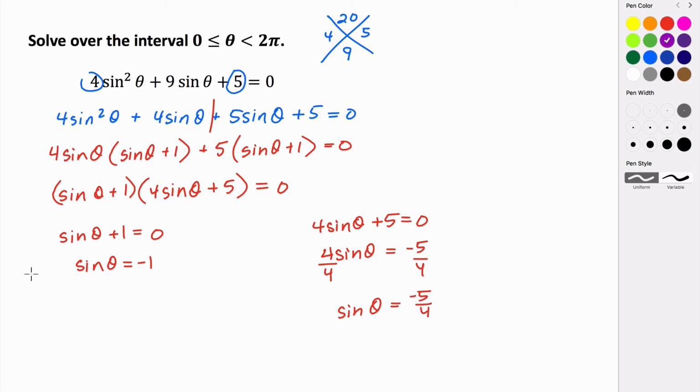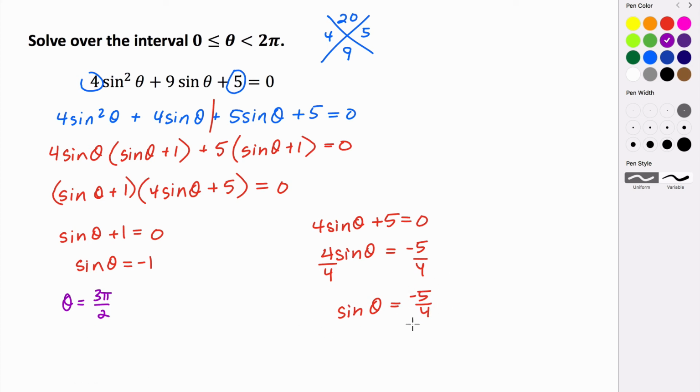Okay. So now, again, this is asking us what are the values of theta on the interval from 0 to 2 pi, where the y-coordinate is -1 on the unit circle. This only happens in one place, and that is at 3 pi over 2. And that's it. So that's going to be the solution for this part. And now we have to solve this.